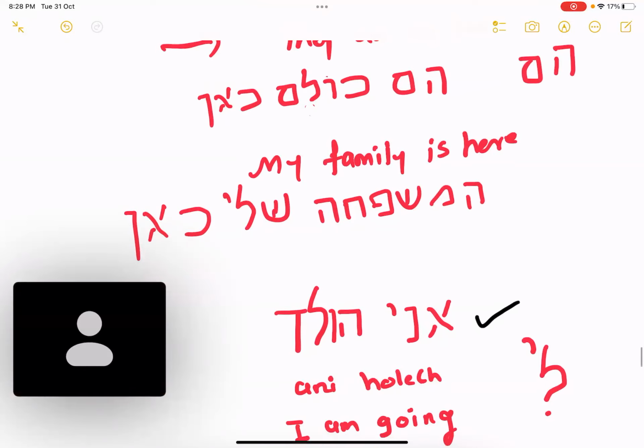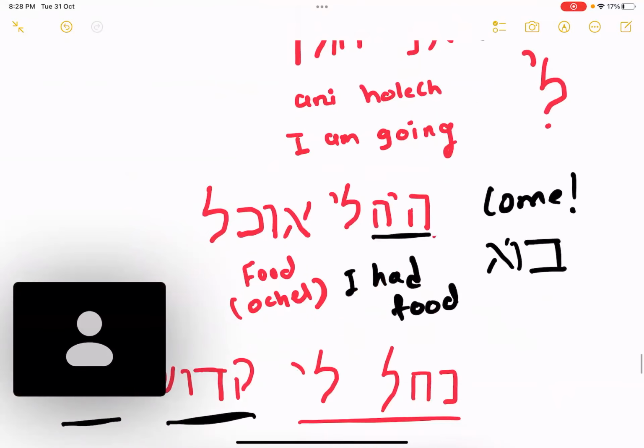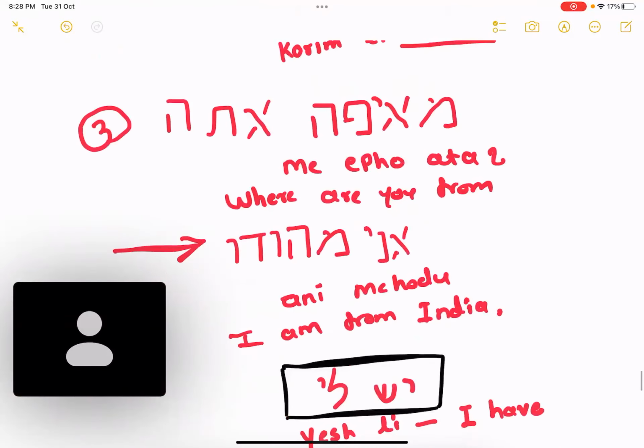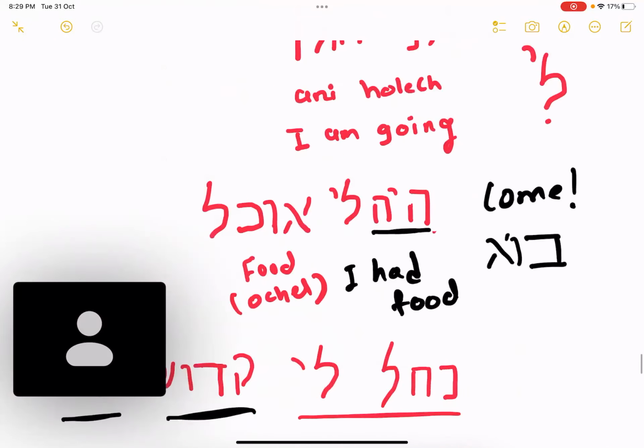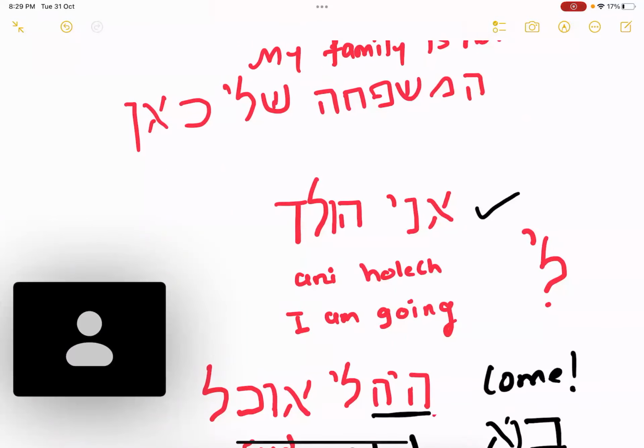Okay. Rest I think we'll take next time, otherwise it will confuse. Remember, mishpacha means family. Kan means here. Saba, grandfather. Savta, grandmother.